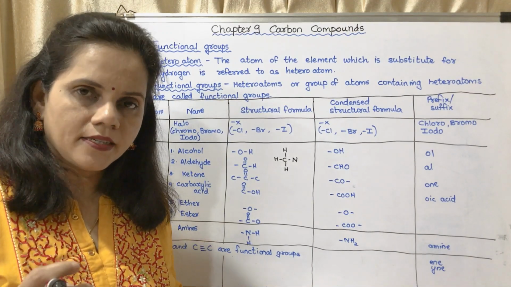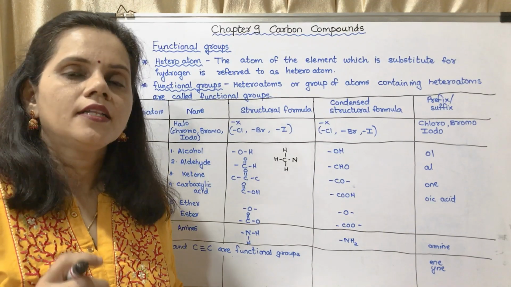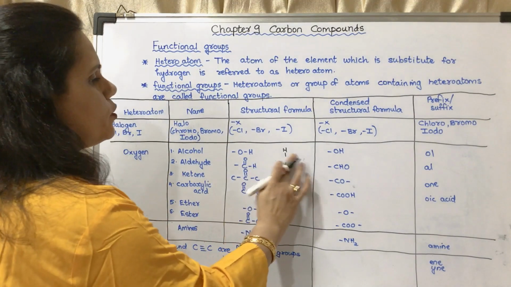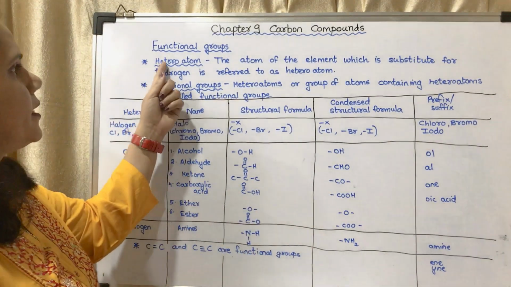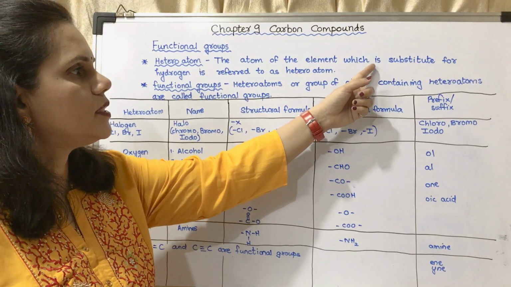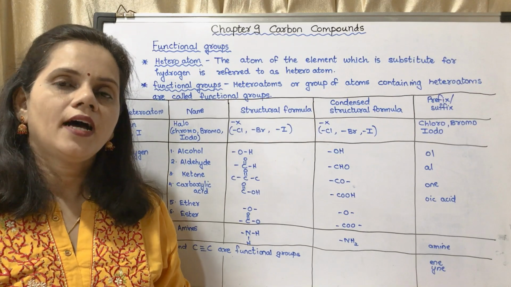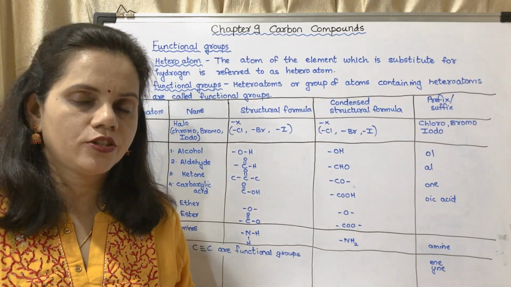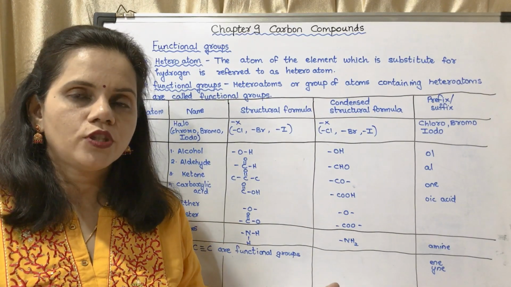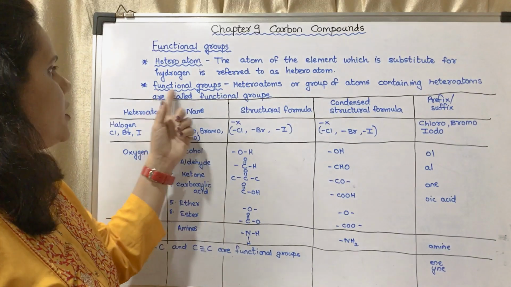So those atoms besides hydrogen which are being shared are called functional group or heteroatom. Now you may see what is heteroatom. The atom of the element which is substituted for hydrogen is referred to as heteroatom. So instead of hydrogen, whatever atom the carbon is bound to is said to be a heteroatom. Functional groups.